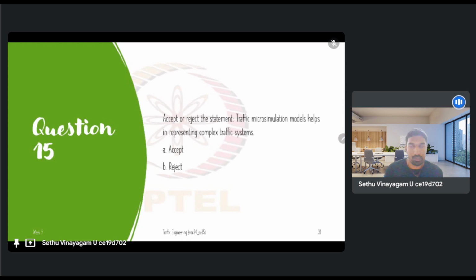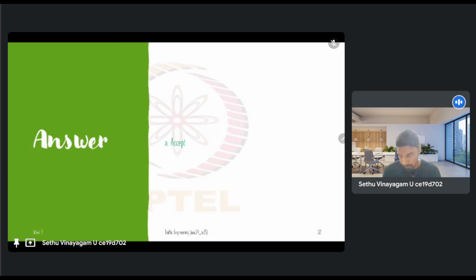It's a lot simplified when we are looking at the macro scale, whereas in the micro scale, we are able to represent these complex traffic patterns and movements, because we are able to model each of them individually. Therefore, this is very helpful when we want to represent this complex process. So we accept the given statement. So the right option is A.